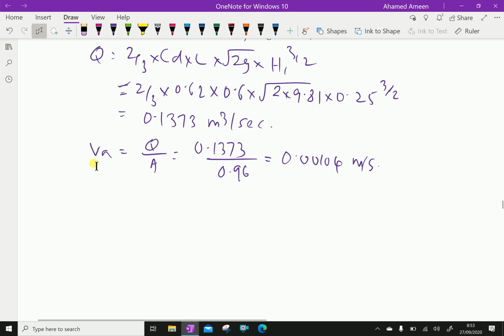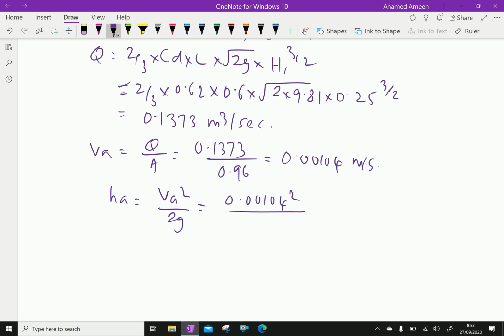Now we'll convert this velocity of approach in terms of head, that is HA equal VA squared by 2G. VA is Q by A, that is 0.1373 over 0.96, equals 0.143 meter per second. Then VA squared by 2G is 0.143 squared over 2 into 9.81, which is equal to 0.00104 meter.